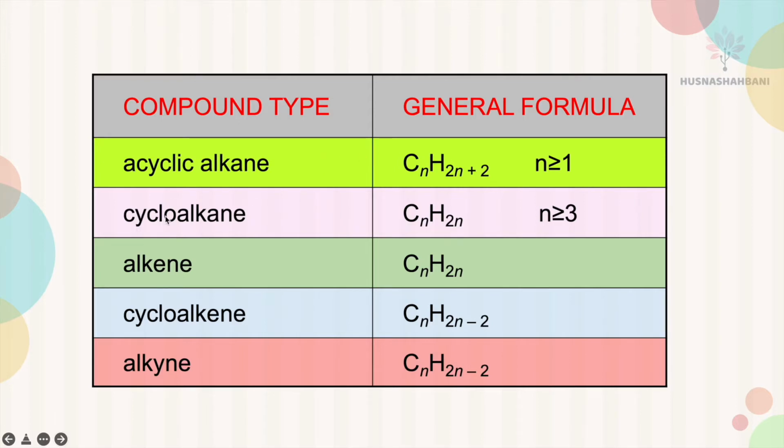For cycloalkane, the general formula is CnH2n. n must be equal to 3 or greater than 3. The alkene general formula is the same as the general formula of cycloalkane. For cycloalkene, the general formula is CnH2n-2, and it has the same general formula as alkyne, the carbon-carbon triple bond.